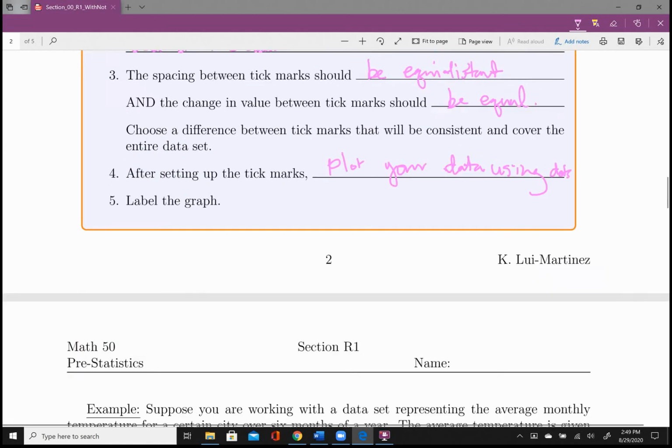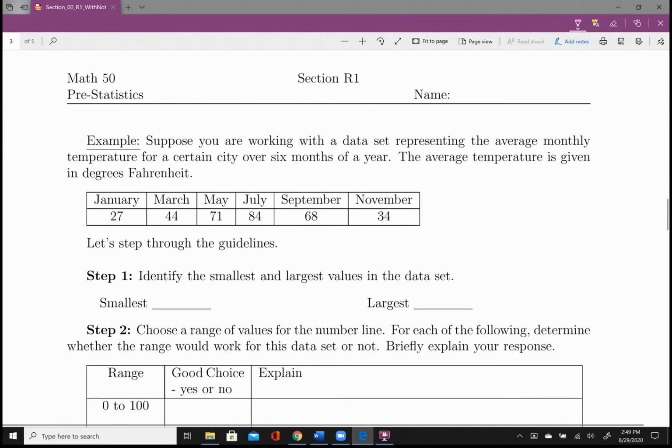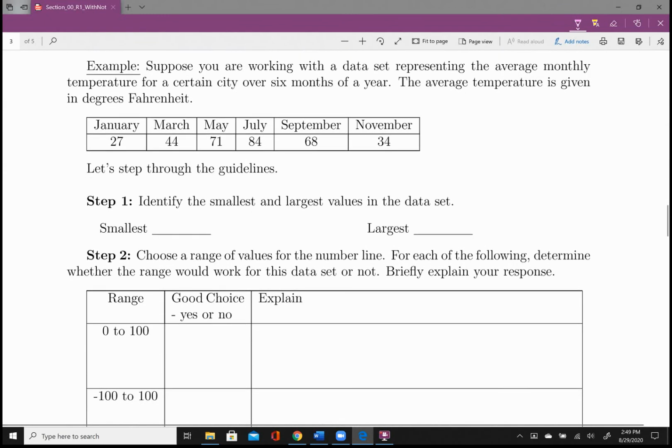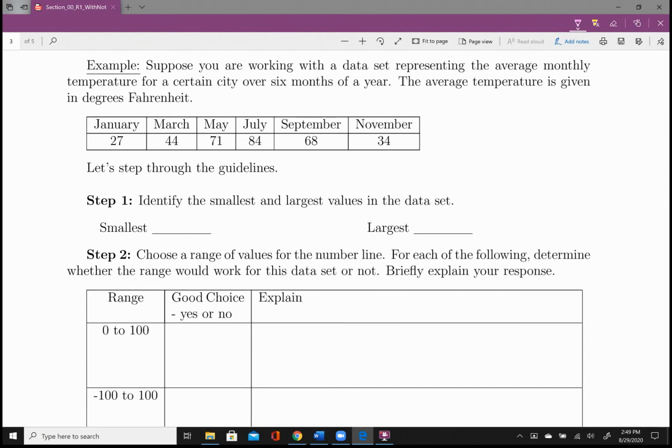All right. Now we're going to have a specific example here in which we decide what an appropriate range would be. We're going to go through those guideline steps one at a time in order to evaluate the best type of number line for this data set, and then we're going to create one. Here we go. Step 1, identify the smallest and largest values for the data set.